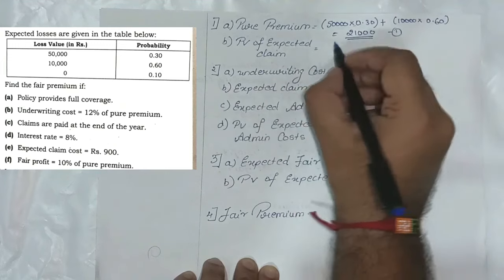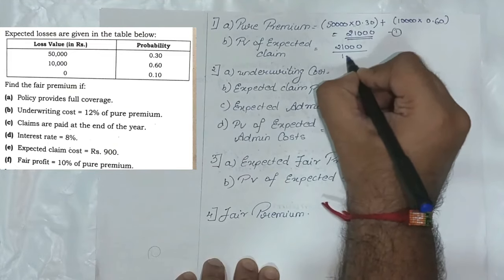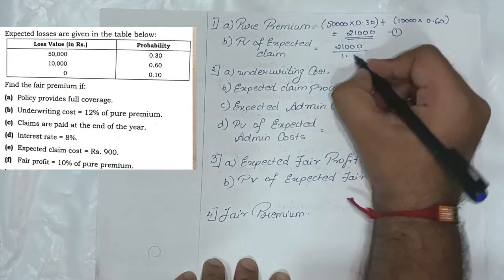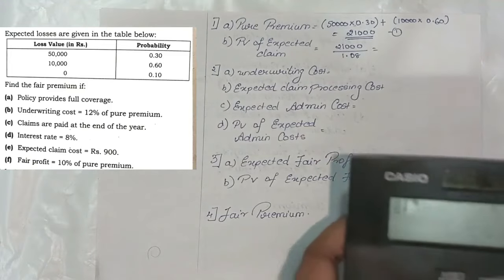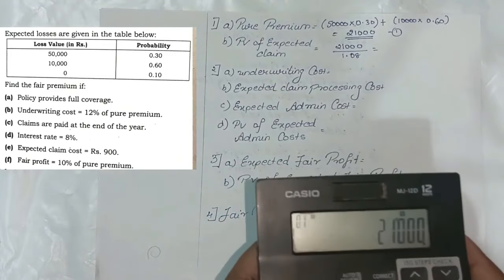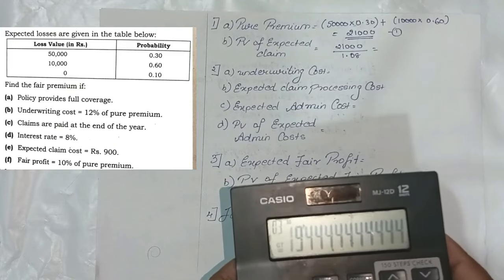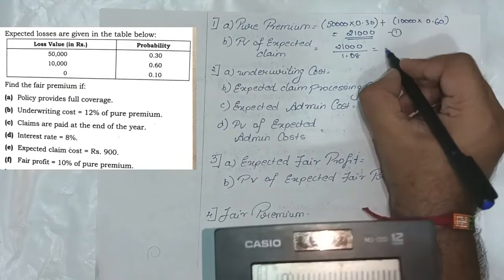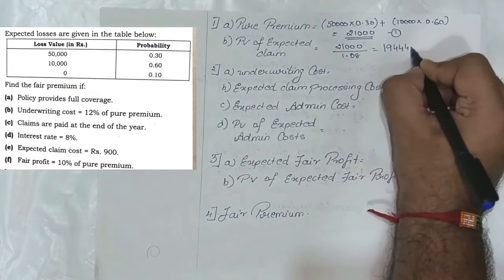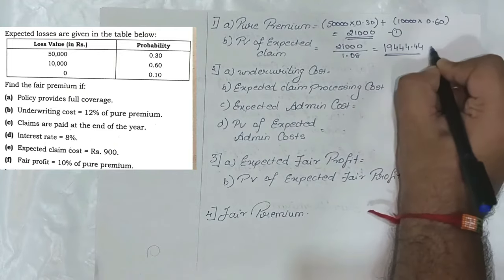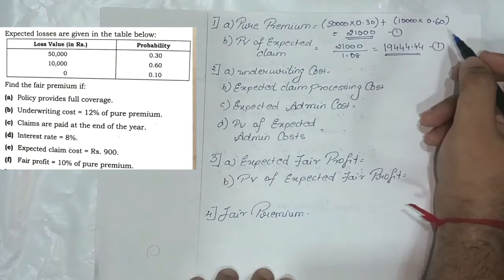Now we need to find the PV of expected claim. So that will be 21,000 divided by 1 plus the interest. Interest is given at 8%, so it will become 0.08. So on the calculator, 21,000 divided by 1.08, the value that we should get is 19,444.44. So 19,444.44, our first value.